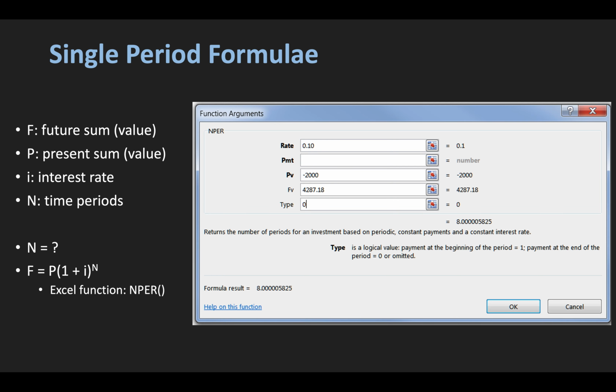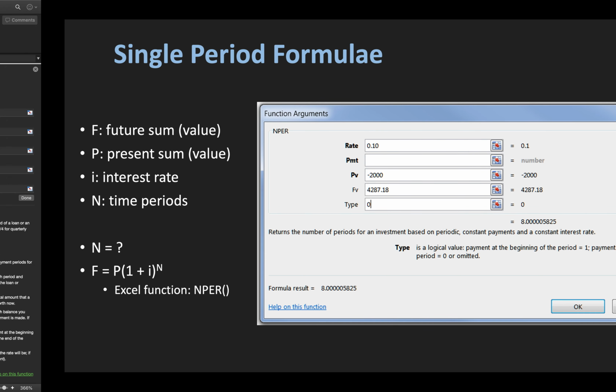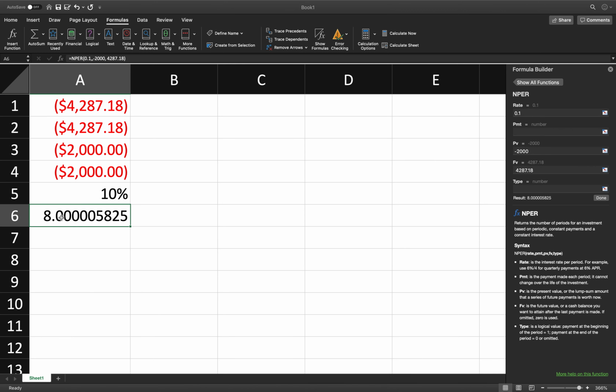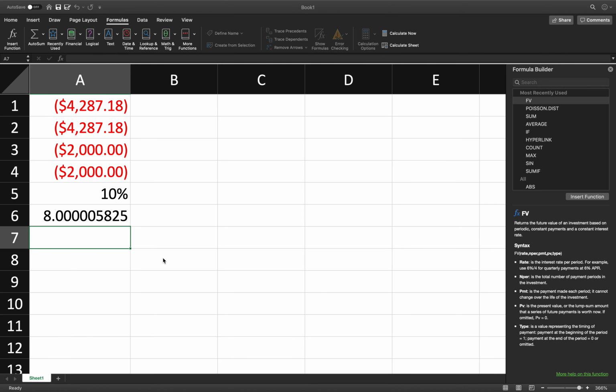What we have is, we can use the NPER function. So this equals NPER, number of periods. Then the rate is 0.1, present value negative 2000, future value 4287.18, and this gives us 8. The period is 8, right? Of course, we just round it to the integer here. It's 8.